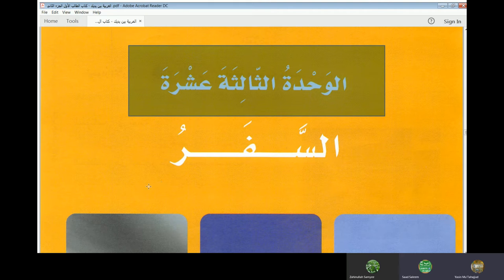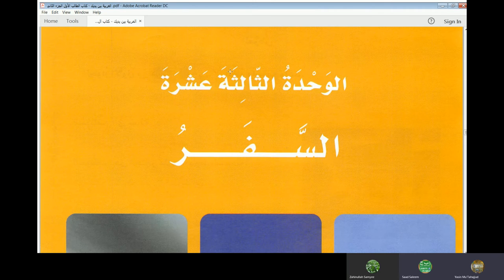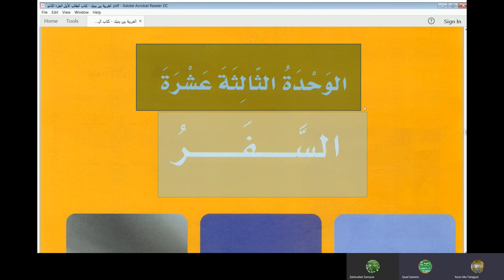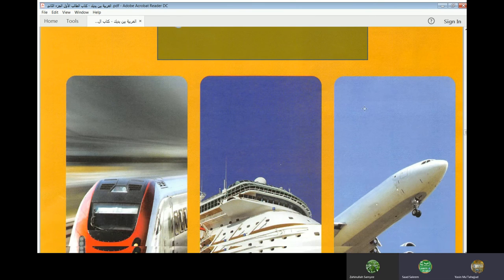Next. Safar, traveling, al-wahdatul thalitha, al-wahdatul thalithata ashar. Chapter 13th unit, like 1-3 unit? Yes. Thalatha means 3, ashara means 10. 10 plus 3, 13th. Okay. Al-wahda unit, 13th unit. Okay, al-safar, traveling.